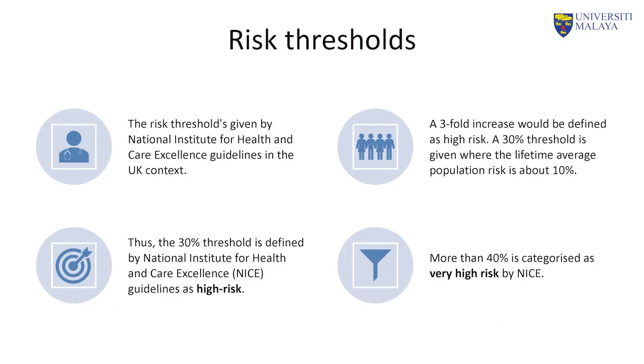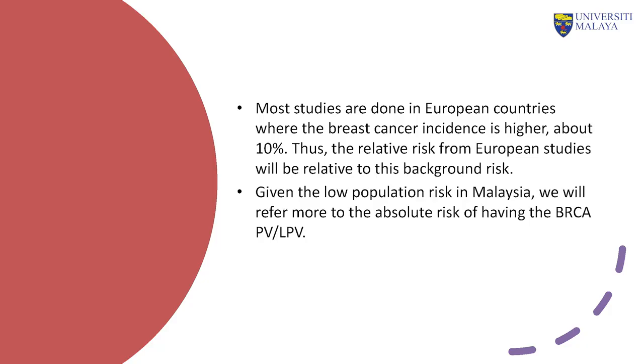The risk thresholds given by the National Institute for Health and Care Excellence guidelines in the UK context puts a threefold increased risk defined as high risk. Therefore, a 30% threshold is given when the lifetime average population risk is about 10%. Thus, 30% in the NICE guidelines is defined as high risk, and more than 40% is categorized as very high risk. Most studies are done in European countries where breast cancer incidence is higher, about 10%. Thus, the relative risk from European studies will be relative to this background risk.